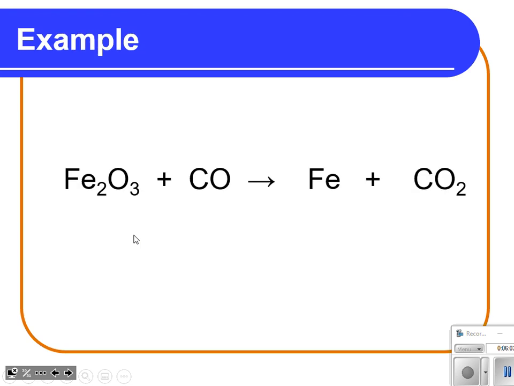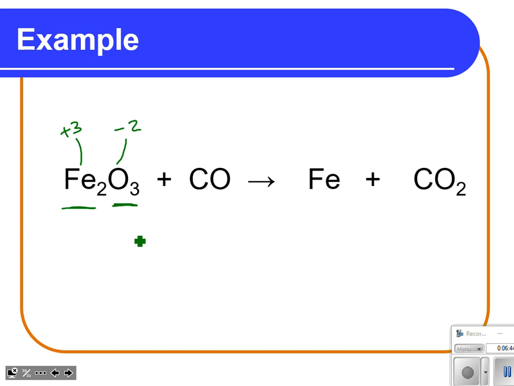So what we're going to do is jump right in to this first example here. My step number 1 is to assign oxidation numbers to all the atoms in the equation. We've already talked about oxidation numbers, so I'm just going to come up here and write down what I know. I know that this is not a peroxide, so that's going to be -2. The net charge has to be equal to 0, so this is going to be +3. So my total from iron is going to be +6. My total from oxygen is going to be -6.